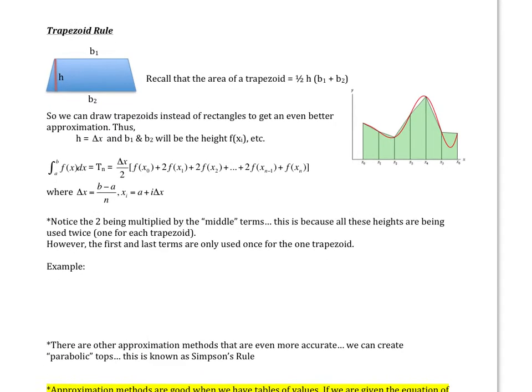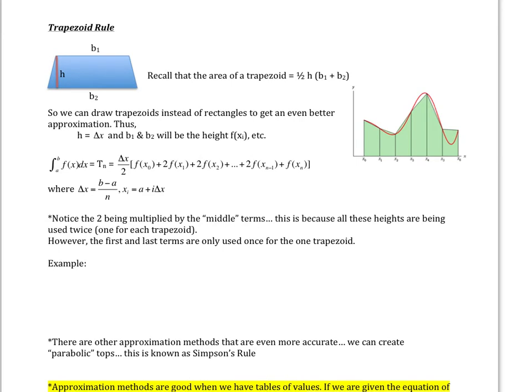We can use trapezoids. So let's talk about this one, which is the trapezoid rule. Recall that the area of a trapezoid is 1/2 the height times the sum of the bases. I have a trapezoid that I drew out for you right here. This is the height, these are the bases, and this is our formula for the area. So the area is equal to 1/2 times that height times the sum of the bases.